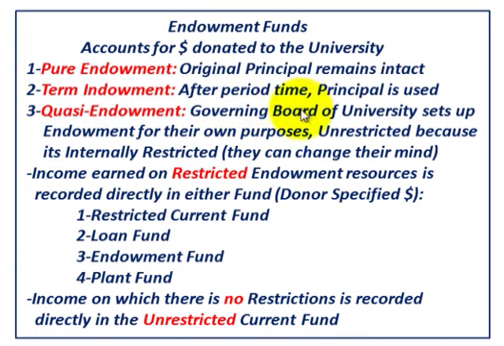This is where the governing board of the university sets up an endowment fund for their own purposes. And it would be unrestricted. That's the key here. Because it's internally restricted, the governing board can change their mind on the endowment. Therefore, we would call it unrestricted. Key point.